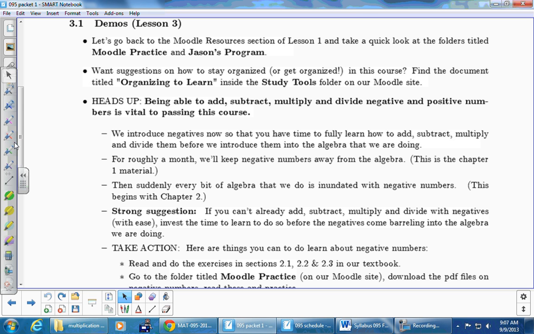Can we jump back to Nicole? Could you read the heads up for us, please? Thank you. Sam, are you on page 23? We're right below the heads up.